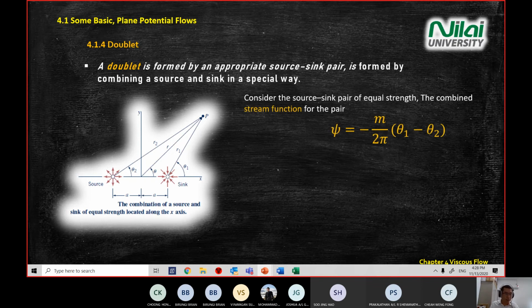A few equations, just copy down. For the droplet, the stream function is given by this one. Stream function equals negative m, and again, m is the volume flow rate, not mass. M, the volume flow rate, divided by 2 pi, theta 1 minus theta 2. Theta 1 is given in the diagram. Theta 2 is given in the diagram.